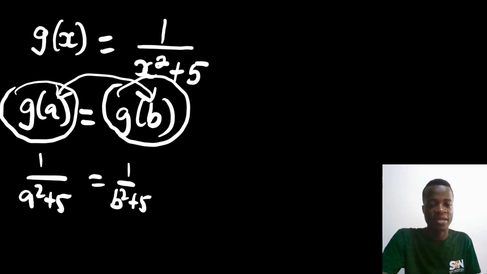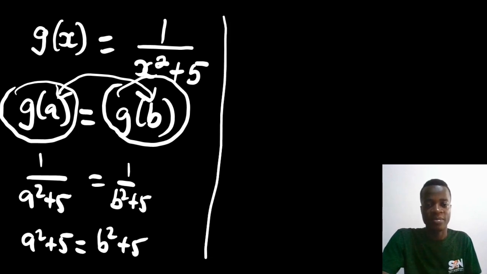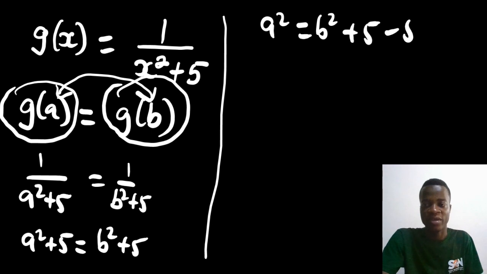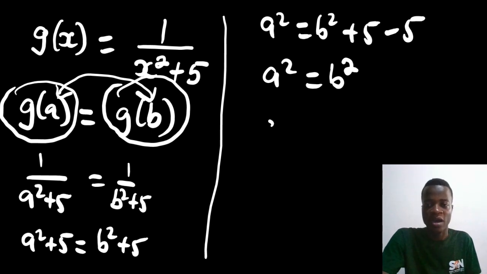If you cross multiply this, you will have a squared plus 5 equals b squared plus 5. Sending the 5 to the other side, you have a squared is equal to b squared. Now, if you find the square root of both sides, you have a is equal to plus or minus b.